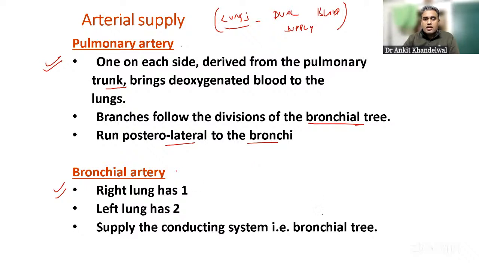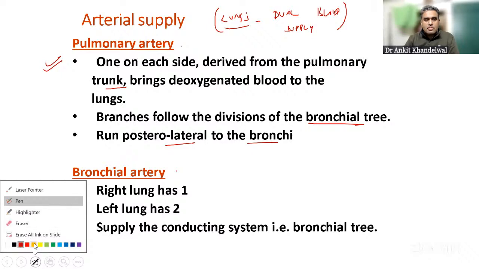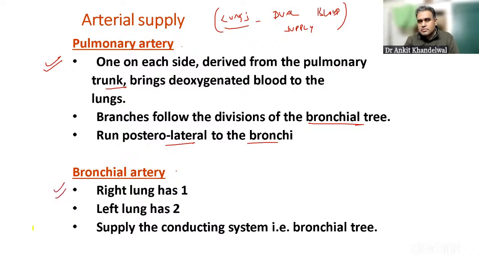Bronchial artery here, students normally forget this because it is not that much discussed in the classes and the vivas, but very important. The right lung has only one bronchial artery. Remember this difference. Left lung will have two bronchial arteries. It supplies the conducting system. That is, it gives the oxygenated blood. Pulmonary artery is carrying the deoxygenated blood, but bronchial artery is carrying the oxygenated blood.